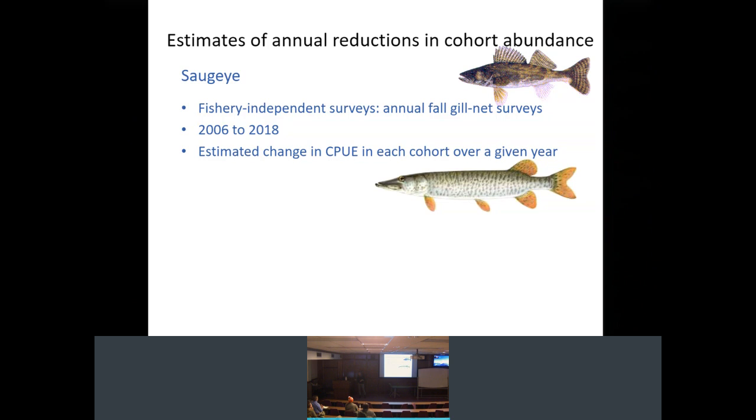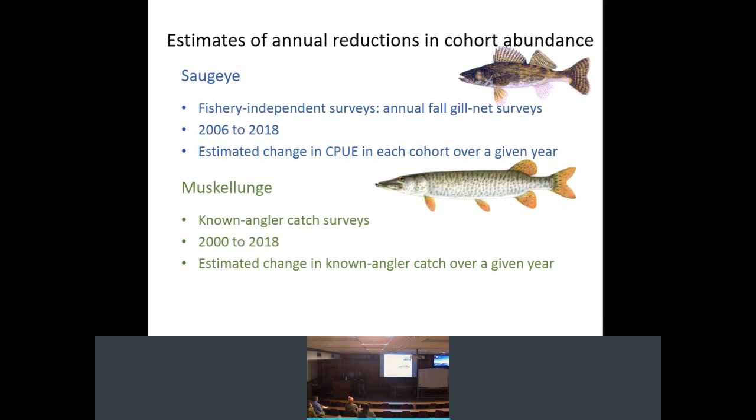For muskellunge, we don't have fishery independent surveys. So with muskellunge, here's reason number two I love working with the Division of Wildlife. We have known angler catch surveys. Maybe this isn't news to anybody in here, I don't know. It was news to me, despite the fact that I've been working on fisheries in Ohio for a long time. Muskellunge is the first time I've worked on muskellunge.